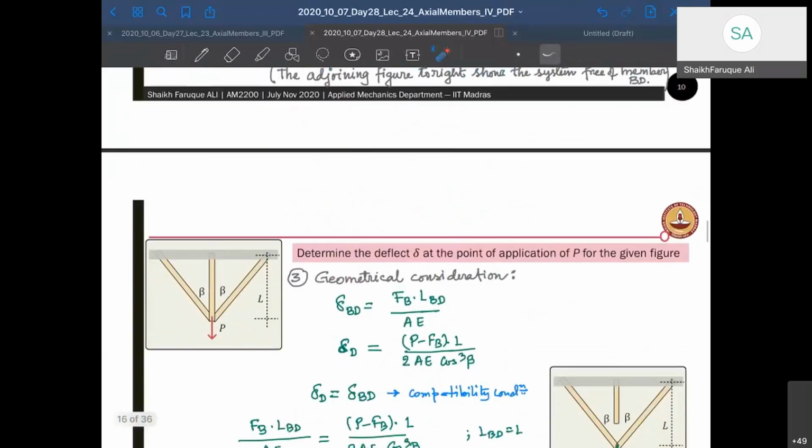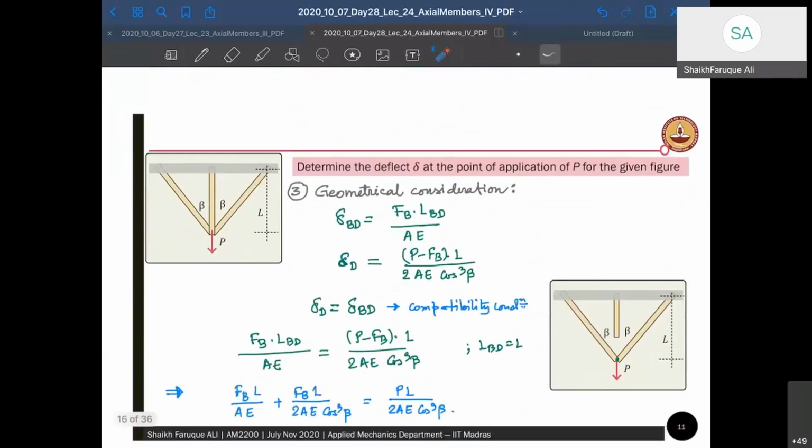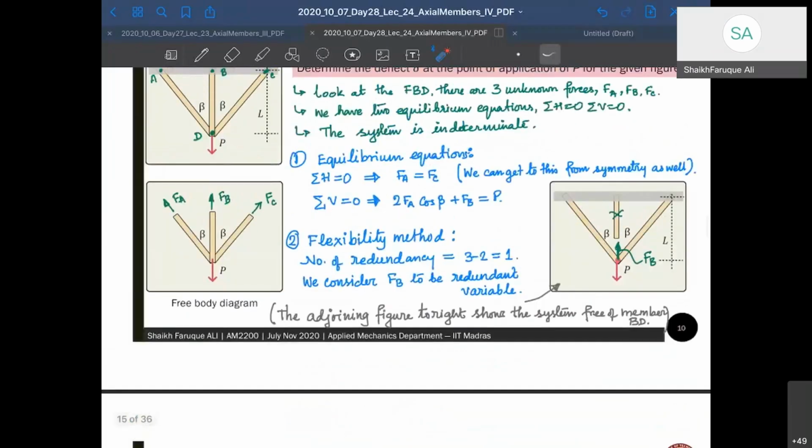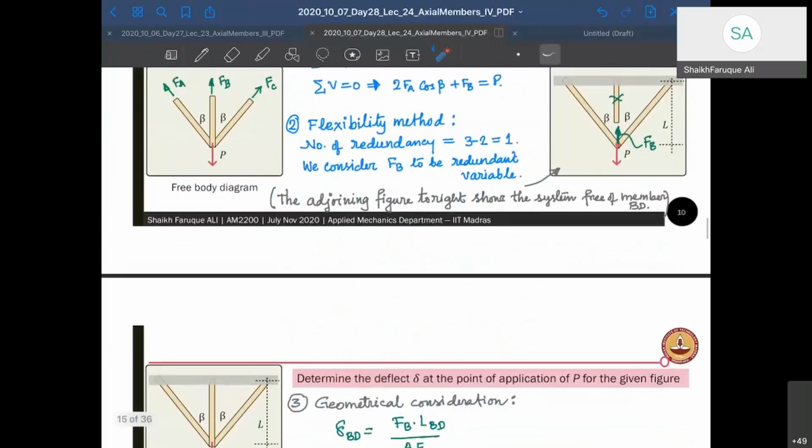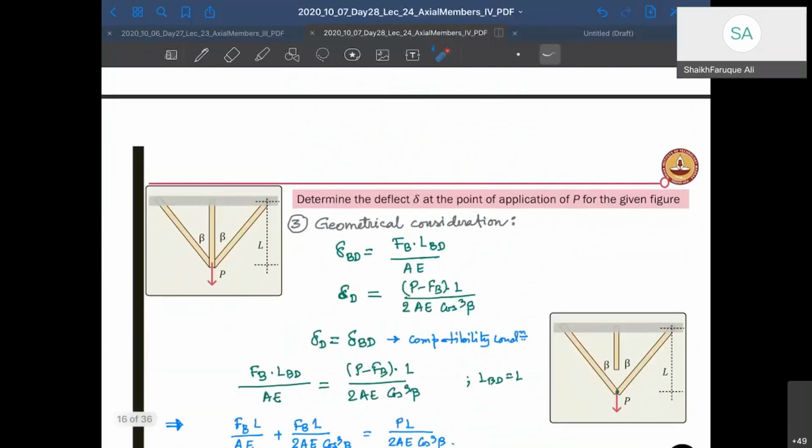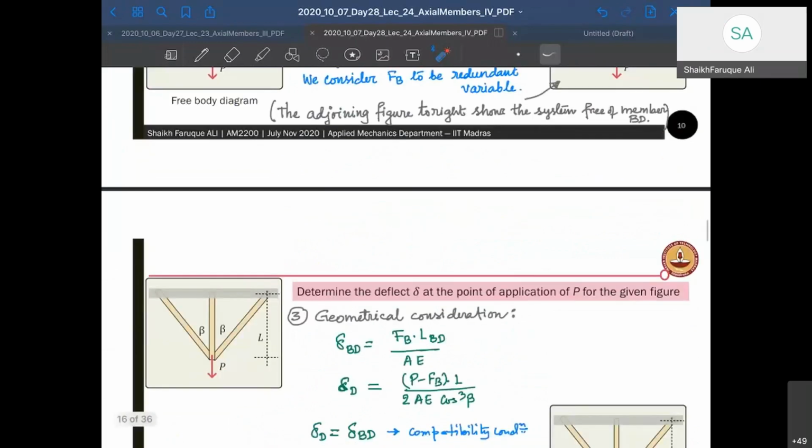Now what do we have? A geometric condition. The geometrical condition tells that delta BD, where is BD? This is B, this is D. Delta BD is equal to FB LBD by AE, because of the force FB, and delta at D is going to be (P minus FB) L by 2A. Let me explain a little bit more.